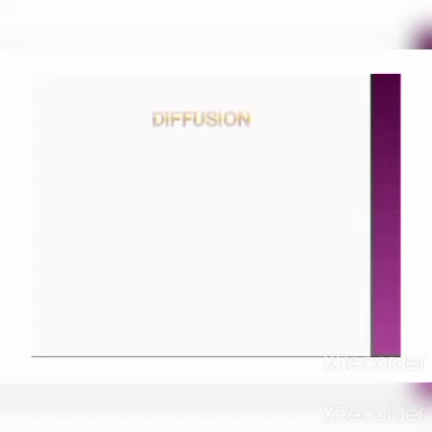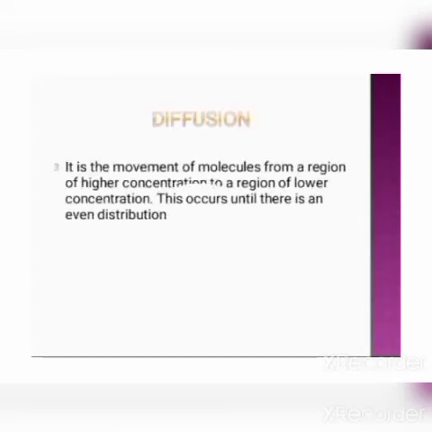Diffusion. What then is diffusion? Diffusion is the movement of molecules from a region of higher concentration to a region of lower concentration. This occurs until there is an even distribution. This means that diffusion occurs when there is a movement of molecules or substance from a region or an area where the concentration is very high to a region or an area where the concentration is very low.